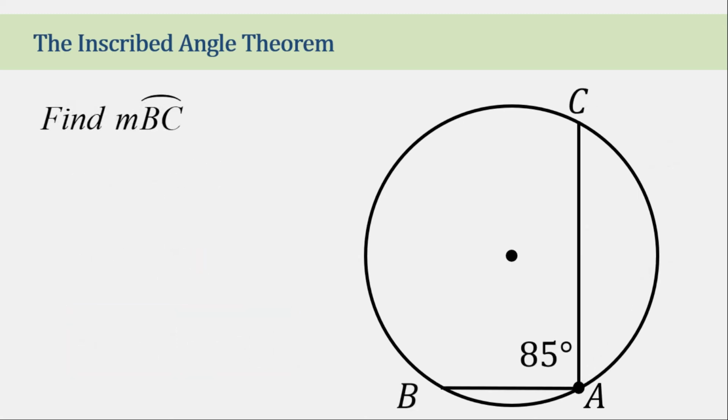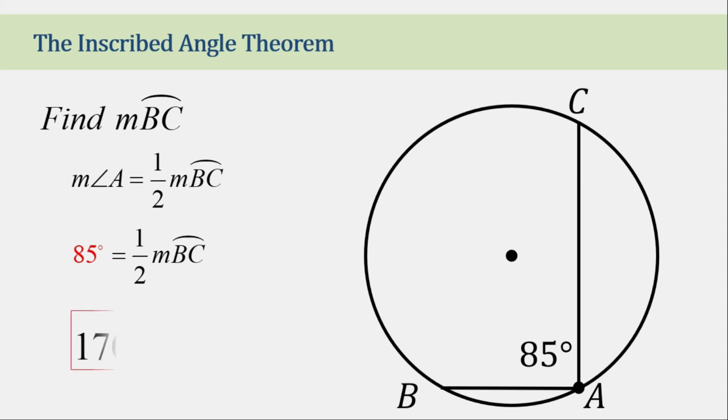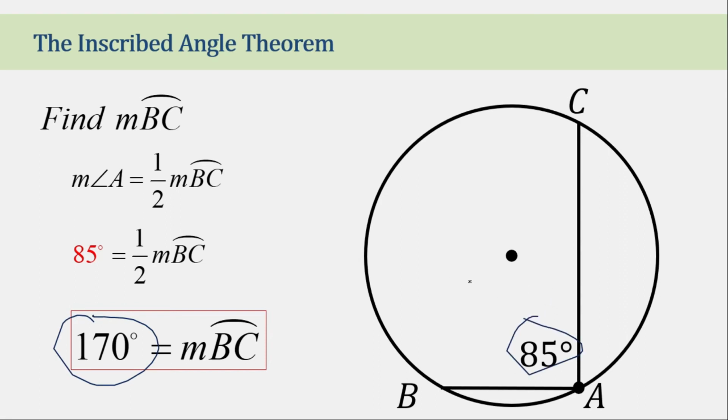Now, for another example, let's find the measure of arc BC, where angle CAB measures 85. Again, we know that the measurement of angle A is equivalent to 1/2 of BC. Now let's just do the opposite. Instead of getting 1/2 of the given number, we just multiply it by 2. So we get 170 for the measure of arc BC because half of 170 is 85.